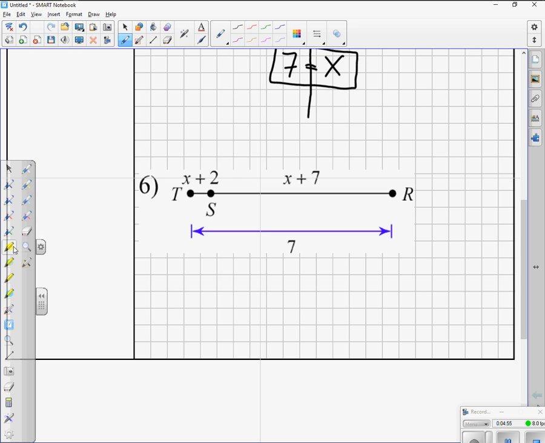So same thing, I'm gonna cut this into two little pieces. One of them is TS, and the other piece will be SR, and the biggest piece will be this piece right here, and that measurement will be 7. So what I'm going to do is the following. One of the little pieces plus the other little piece is equal to the biggest, the whole thing. The whole thing is TR.